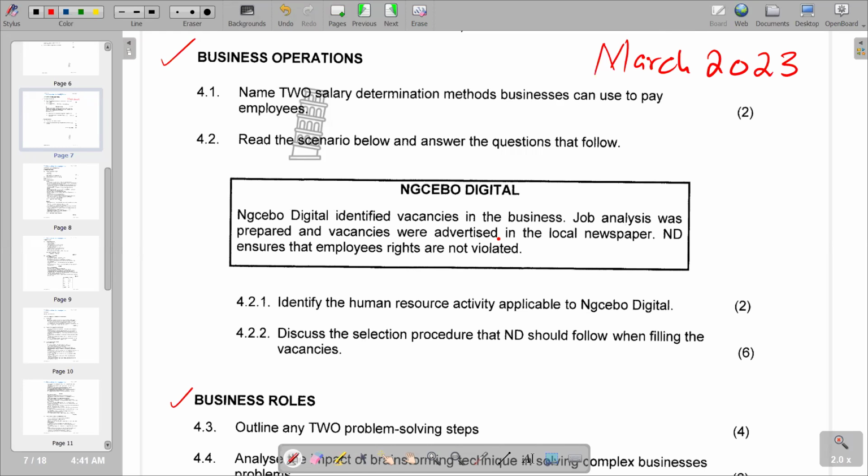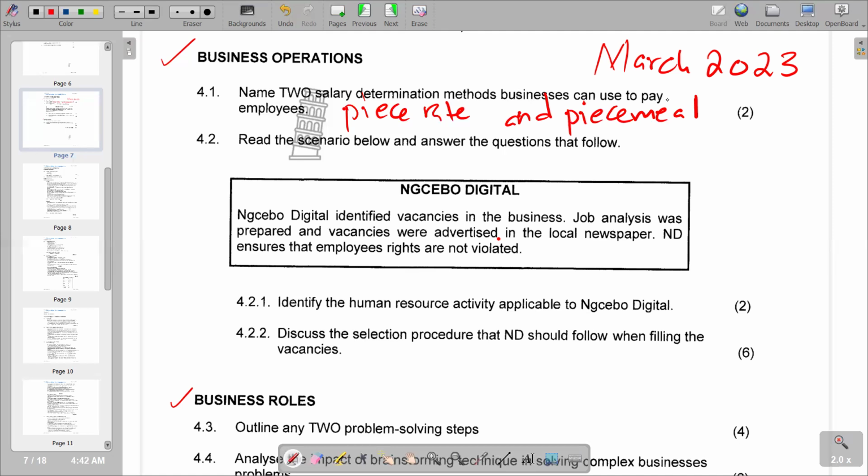So you'll see that the main two salary determination methods that are used are piecemeal and the time-related system. On the time-related system, we are saying it's a compensation system where employees are paid based on the amount of time they work. When you look at piecemeal, we are saying they are paid according to the quantity that has been produced. So basically, we have the piece rates. Those are the two methods that we have.